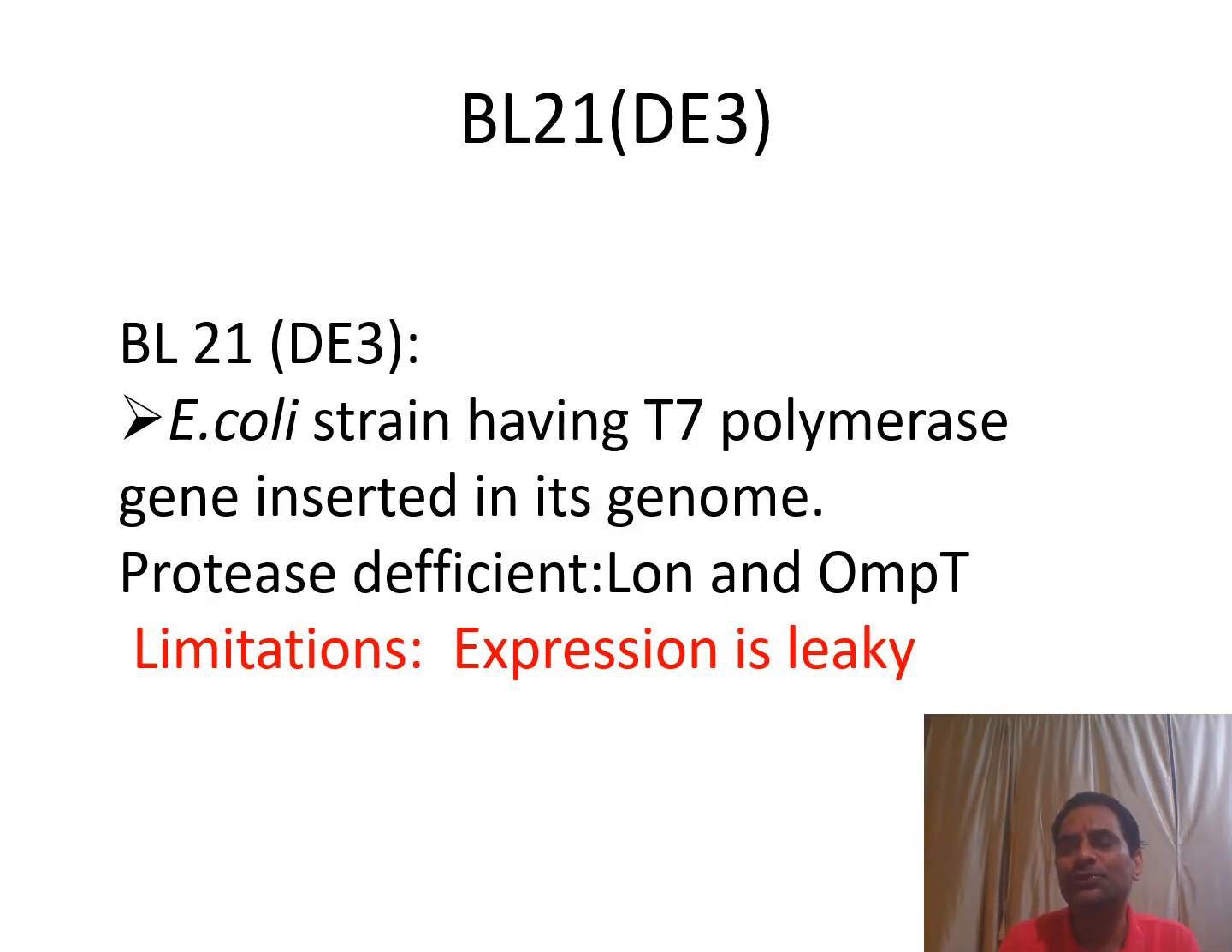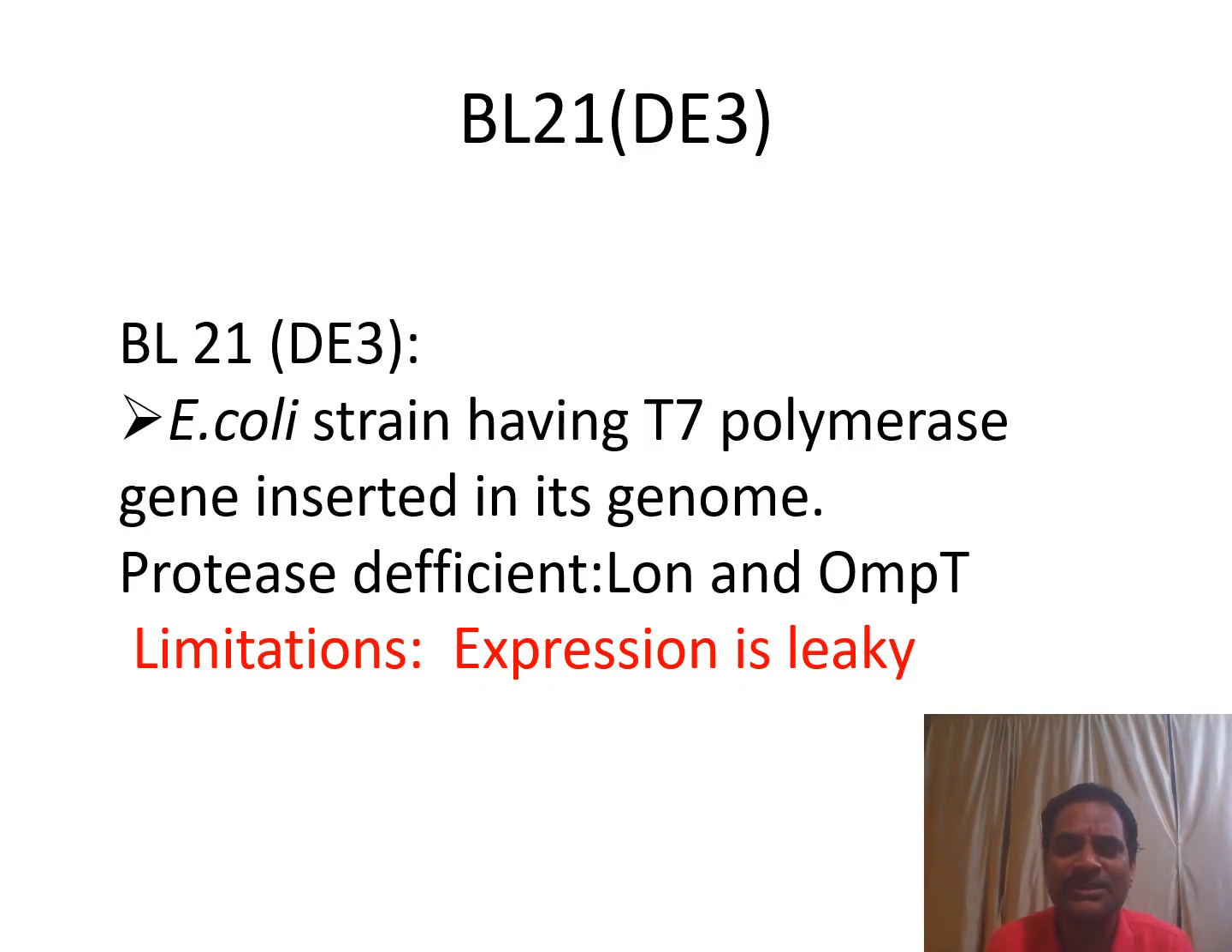It means you have to use the BL21 DE3 strain if your gene is cloned in the pET vector, the pET28 vector having the T7 promoter. Now, this is a very good strain, but sometimes people observe leaky expression. So what does leaky expression mean? Leaky expression means that without addition of IPTG there is also little expression. It means when we are not adding inducer, there is still expression. That is called leaky expression.